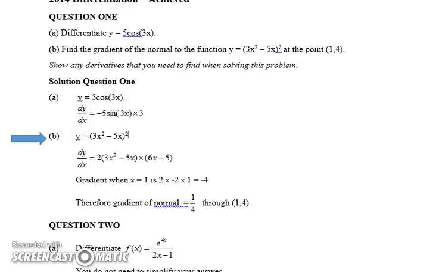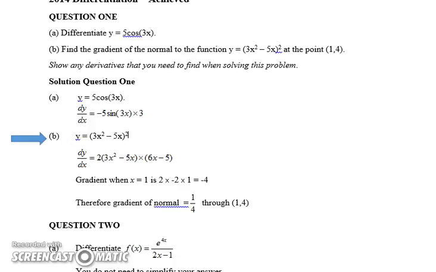In question 3b, this is a very typical sort of question for Achieved. There's always going to be differentiating something in brackets. So the power from the bracket comes out the front, 2 times 3x squared minus 5x, reduce the power to 1, and then we differentiate inside the bracket, and this second part has to go inside brackets itself. It has to be brackets 6x minus 5.